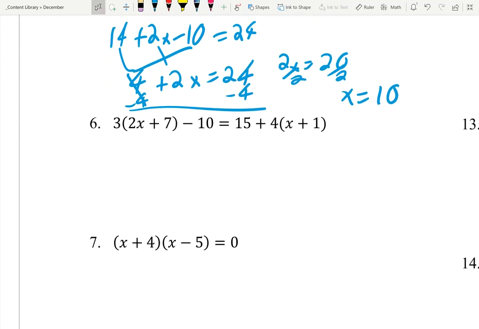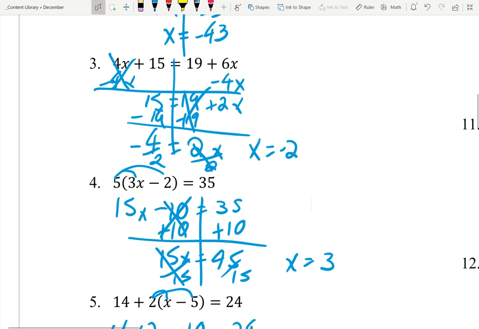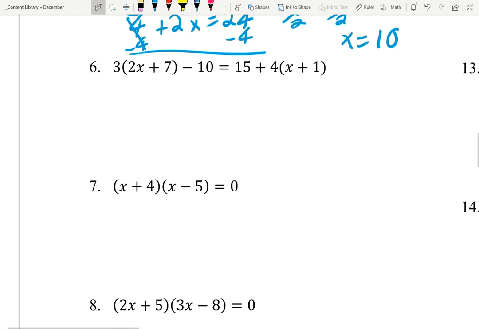Now, number 6 is a work of art. It's a long problem, but it embodies or encompasses everything that we've done through the first 5 questions. Distributing, combining like terms, variables on both sides, all those things. So if you can distribute, if you can combine like terms, if you can solve variables on both sides, then you can do number 6. Okay, just a handful. We'll start by distributing.